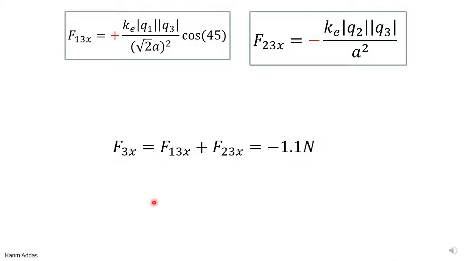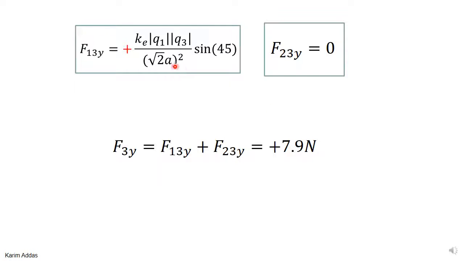And now, if you want the x component of the total force on 3, well, remember, if you want to get the total force, you have to add the x components together. So I have to add the x components of the forces on 3 due to 1 and on 3 due to 2. This is the force on 3 due to 1, the x component. This is the force on 3 due to 2, the x component. You just add them. When you add these two, you substitute the values, you get minus 1.1 newtons. Then for the y component, one of them is 0 and one of them has this value. You add them and you get positive 7.9 newtons.